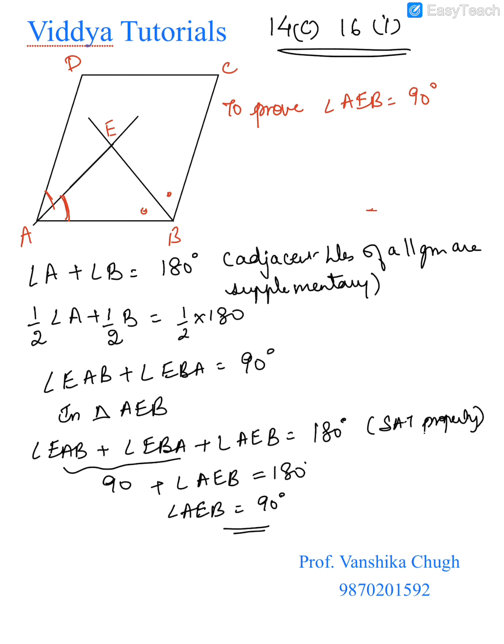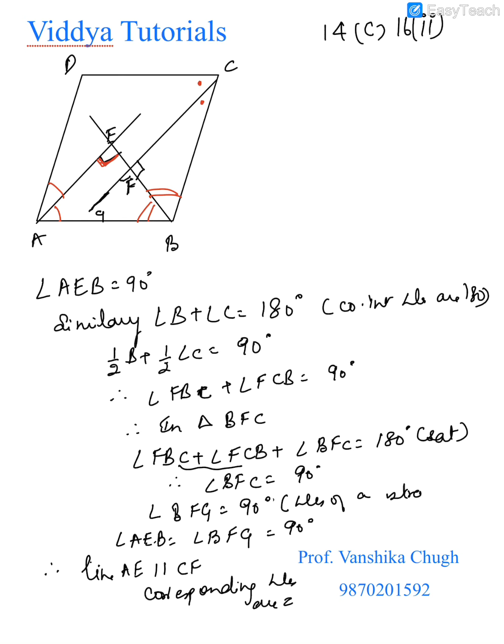Let's go to the part 2 of 16 sum, part 2. I have to prove that the bisectors of the opposite angles are parallel. This is A and C, these are the opposite angles. I have to prove that AE is parallel to CF. So you can write down to prove AE is parallel to CF. Now, in the previous part, we've already proved that AEB is 90 degrees. It is proved earlier. We can proceed from here.